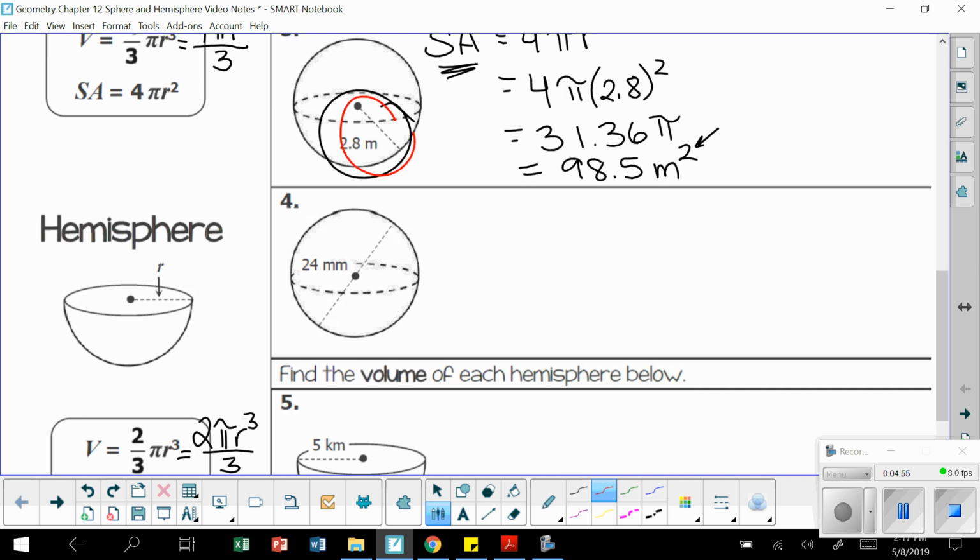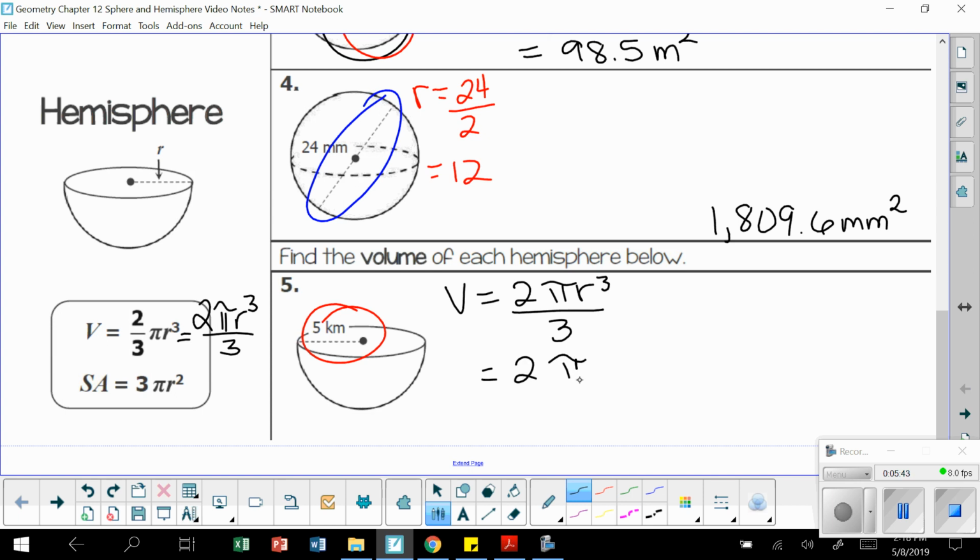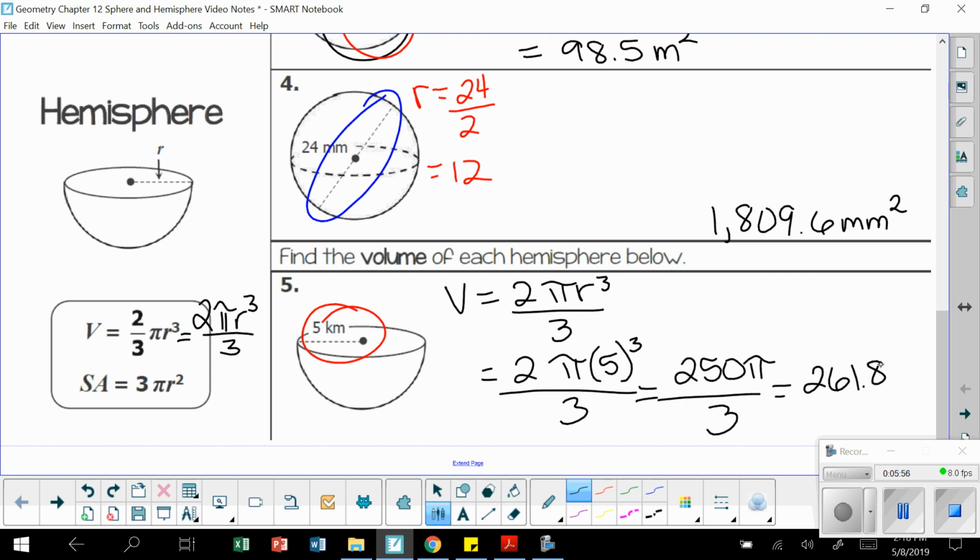Okay, for number 4, so this was the radius. For number 5, we have the diameter. So this answer, sorry, is okay. So for number 5, they gave us the radius, which is great. We want to find the volume. So volume is equal to 2 pi r cubed over 3. So 2 pi times 5 cubed over 3, 250 pi over 3, 261.8.